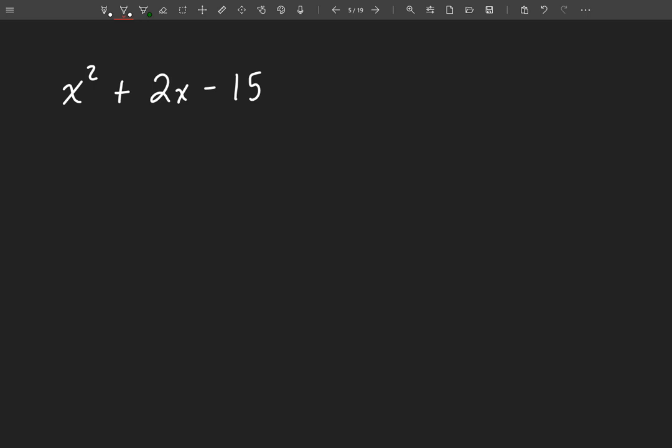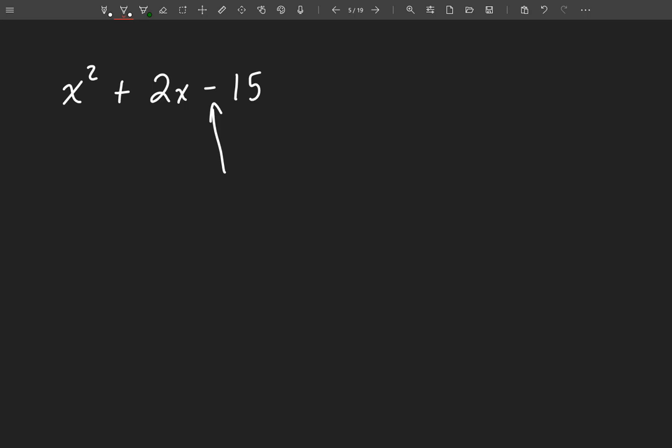Okay, here we go. I need to come up with 2 numbers that multiply to give me 15, but add to give me 2. That doesn't really make much sense, does it? I can't think of anything off the top of my head. But if you notice, I'm actually not trying to make 15, am I? I'm trying to make negative 15.